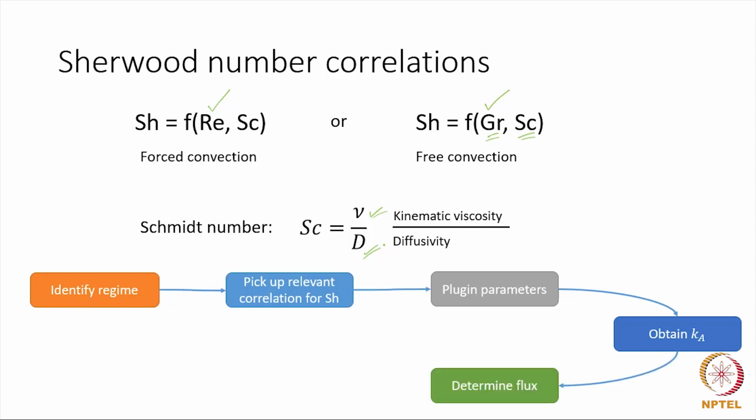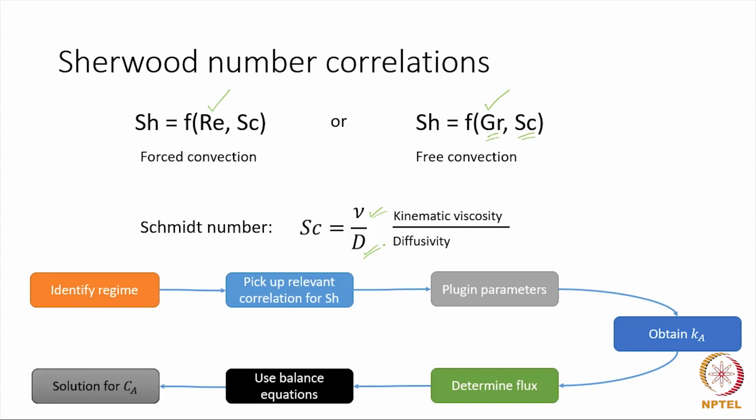Once K is known, then we can actually determine the flux, because it is directly given as Ka times the difference in the compositions that are playing a role for that particular mass transfer. And once the flux is available, then you can use balance equations to determine what would be the drop in, for example, the hydrogen content of a liquid metal during degassing operation, etc. And once we have the balance equations sorted out, then the final solution for the concentration can be obtained.